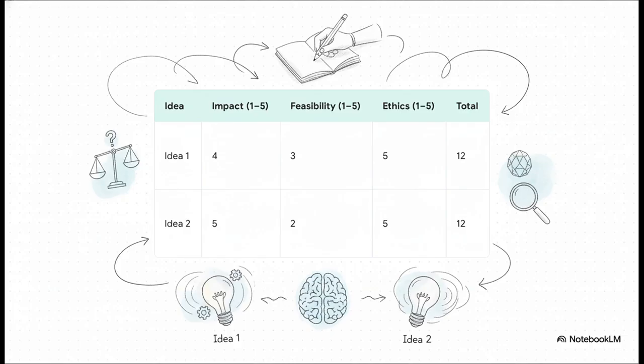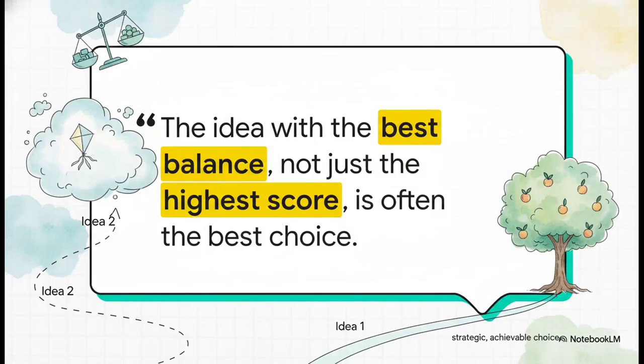This is where the real magic happens. So here's the crucial point. It is not always about the highest total score. Look at idea 2. It has maximum impact, a 5, but its feasibility is super low, only a 2. That's a really high-risk project that might never even get off the ground. Idea 1, though, it has a solid balance, good impact and decent feasibility. That is the more strategic, more achievable choice.